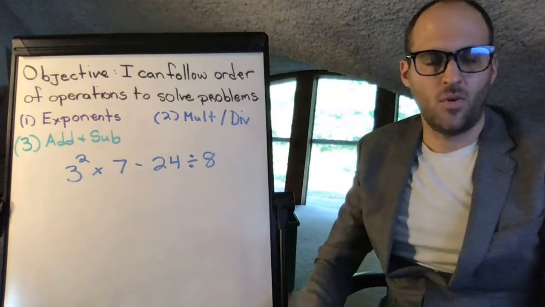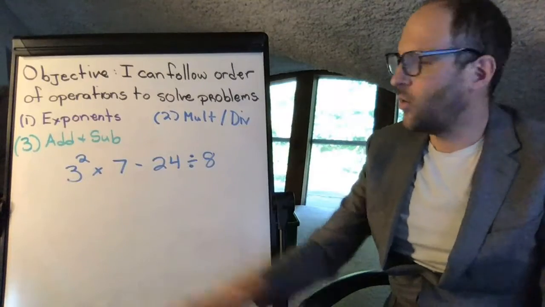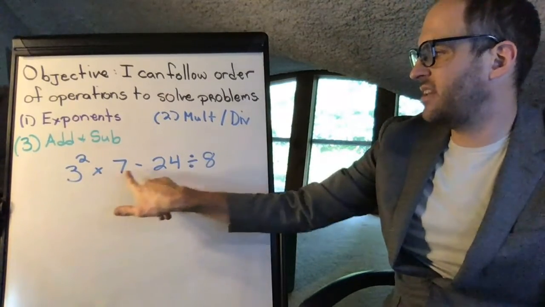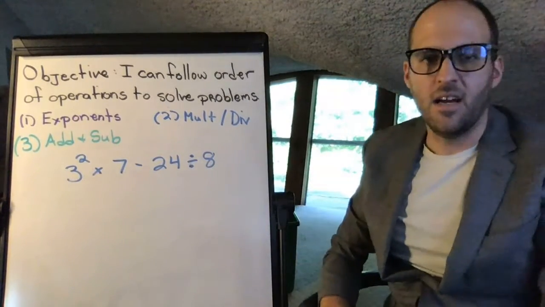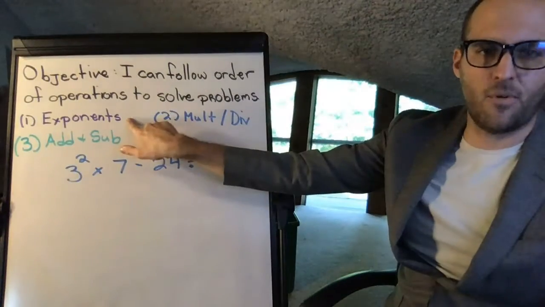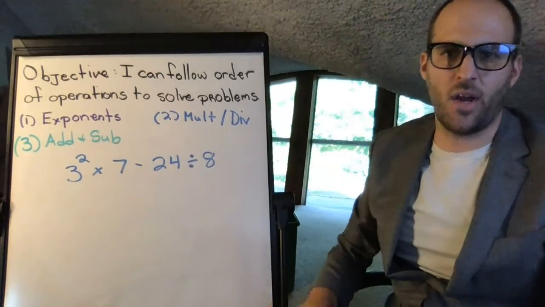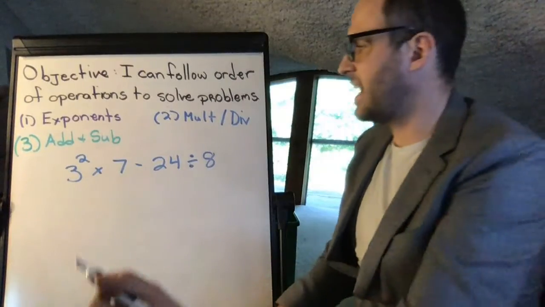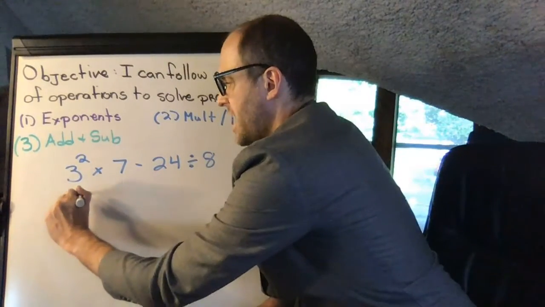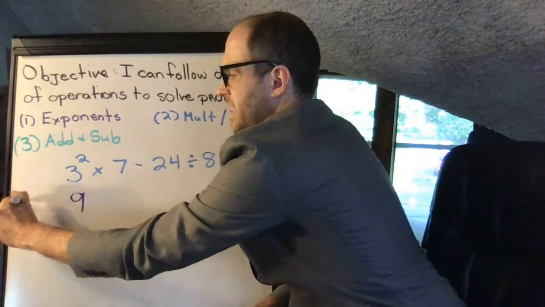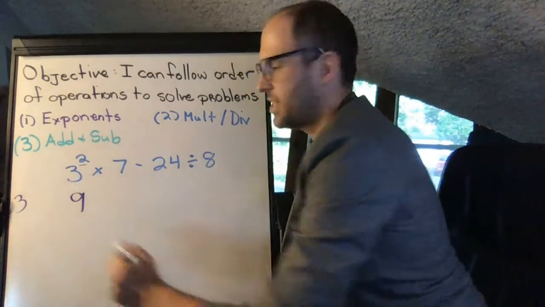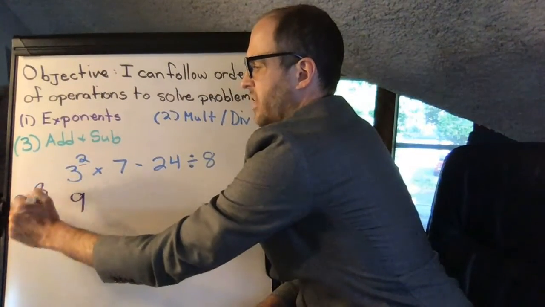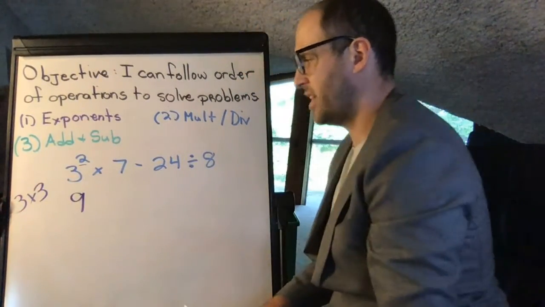In this problem, we have an additional operation. We have 3 squared times 7 minus 24 divided by 8. So again, our first step in order of operations today is the exponent. We have to do that first. So 3 squared, that's 3 times 3, which equals 9. Remember, our 3 is our base number, which tells us to do that twice. We have two 3s, and 3 times 3 is 9.